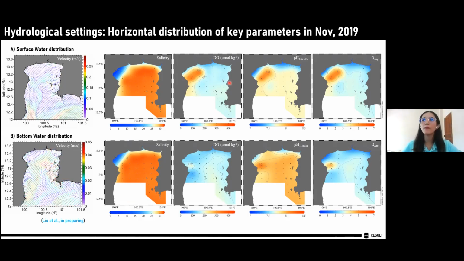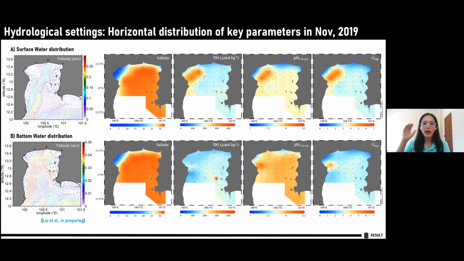And here DO, pH, and aragonite did show an extremely strong relationship in both the surface and bottom water. However, the decoupling between productivity and respiration processes was not clear because the river discharge during the investigated time was quite low, but we still observe the trend of the decoupling process.